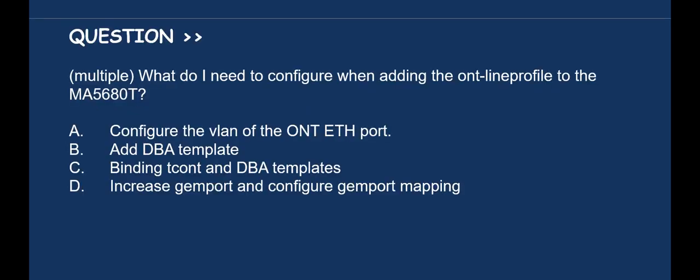The next question is, what do I need to configure when adding the ONT line profile to the MA5680T? Option A, configure the VLAN on the ONT ETH port. Option B, add DBA template. Option C, binding TCONT and DBA template. Option D, increase gem port and configure gem port mapping. The correct answers are option C and D.